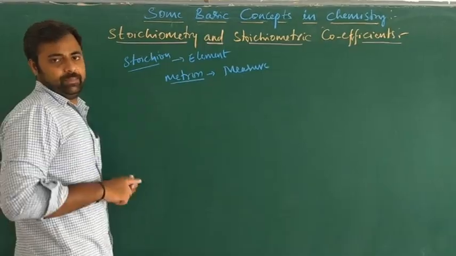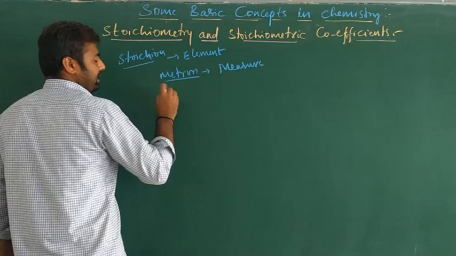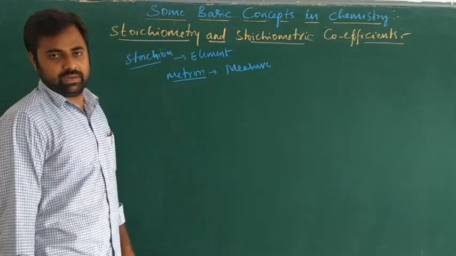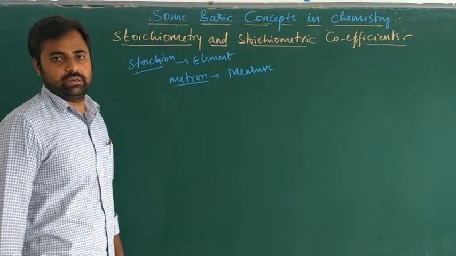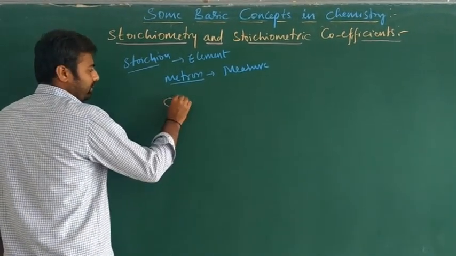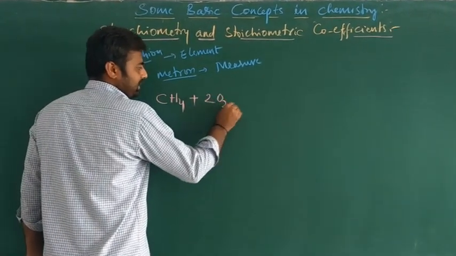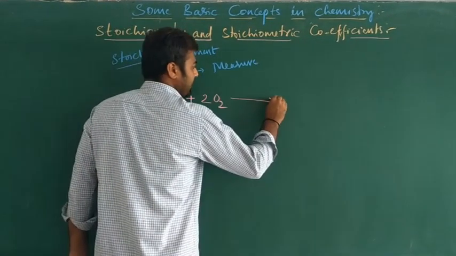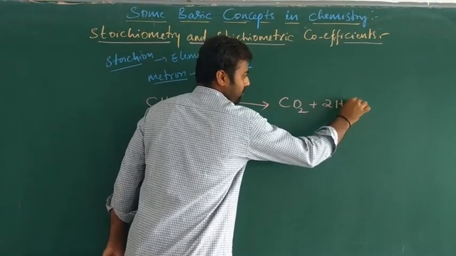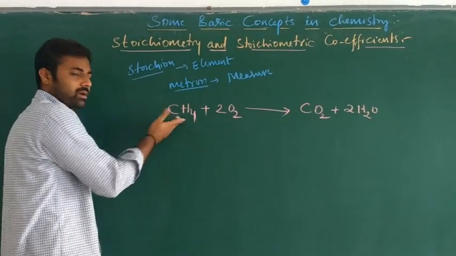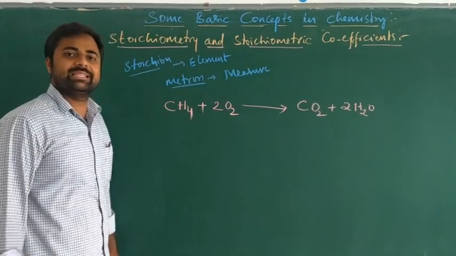Let us take one example, one balanced equation, that is combustion of methane. If you take any hydrocarbon gas that undergoes combustion, it always gives carbon dioxide and water as products. If I take methane, which undergoes combustion in the presence of oxygen, it gives carbon dioxide and water as products. These two are reactants and these two are products, and this is a balanced chemical equation.